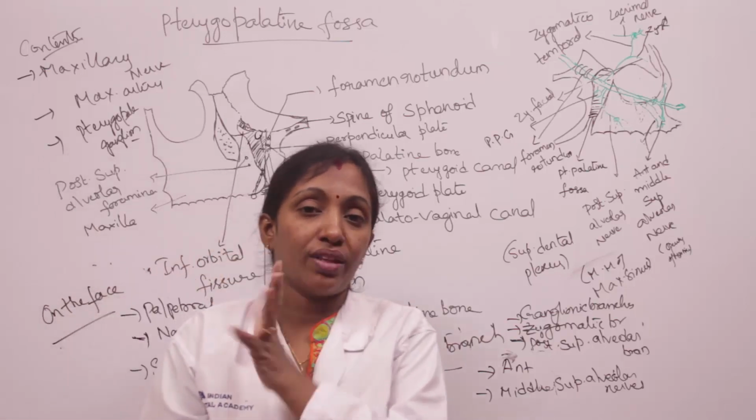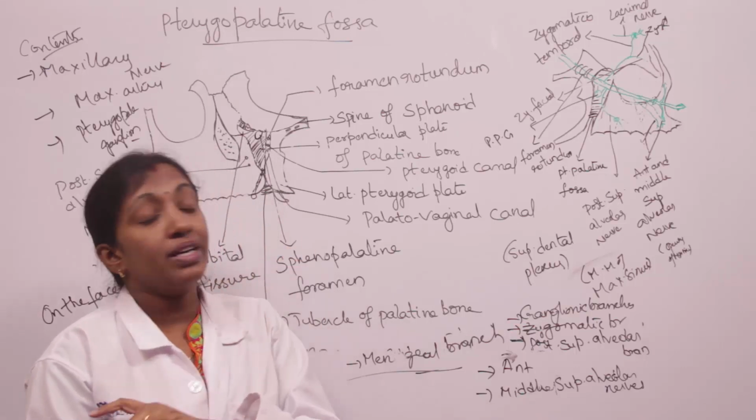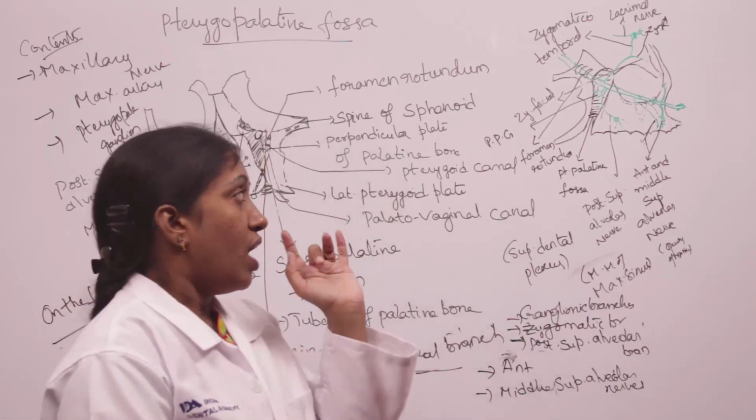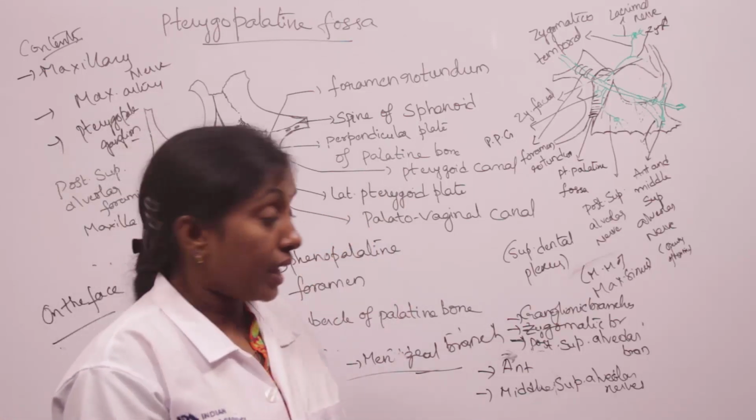Zygomaticofacial supplies the skin over the zygomatic arch here, and zygomaticotemporal supplies the skin over the temporal region 2 centimeters above the zygomatic arch. The zygomaticotemporal nerve also gives one ascending branch to the lacrimal nerve.